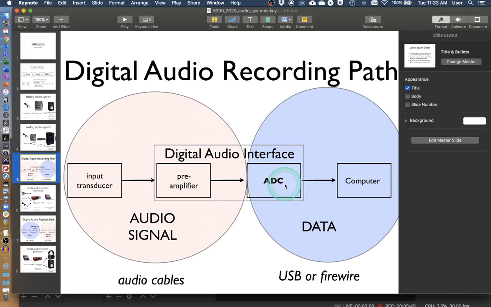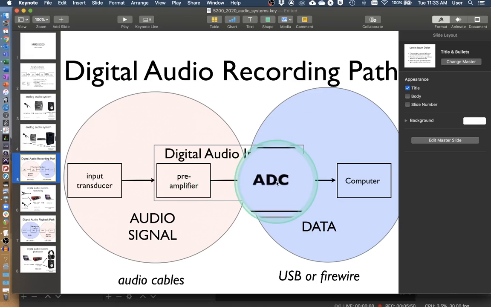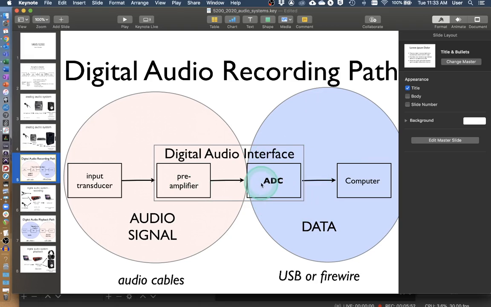It is a box that incorporates both your preamplifier and your digital audio converter, your analog to digital converter, changing it into a language that your computer can understand. We'll unpack this a little bit more in the next video.